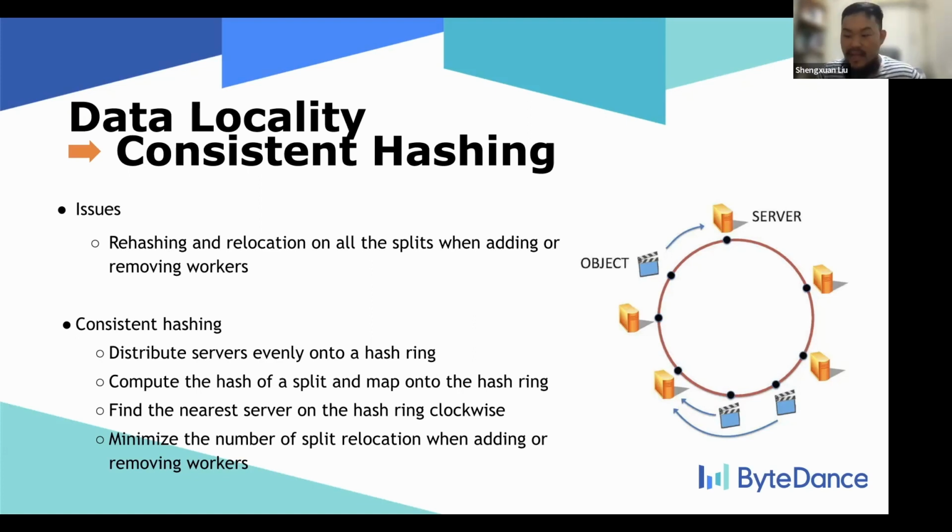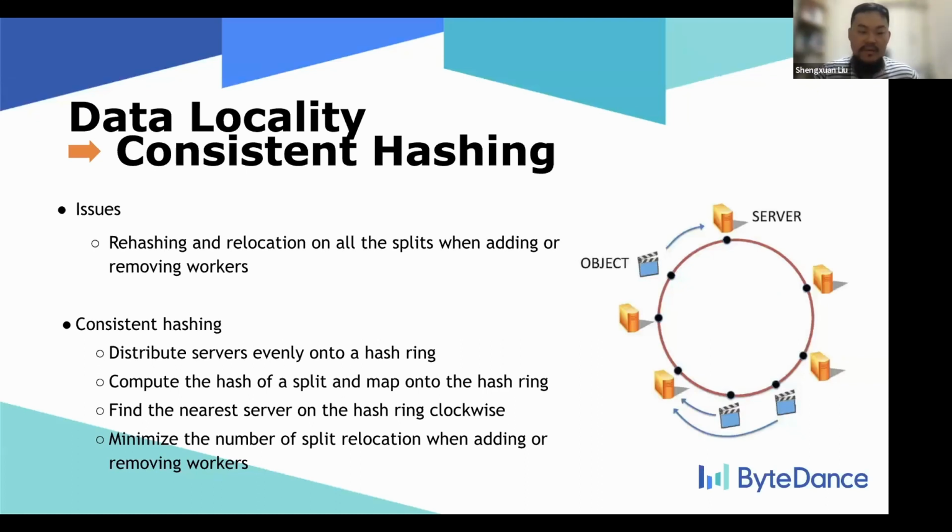But what if we have 4 workers? Number 5 needs to go to the second worker instead of the first one, right? And the same problem will also be there when we have 6 workers. So if we add or remove some workers, the assignment changes. In this case, we need to do the rehashing and relocation of all the splits when adding or removing workers. To resolve this issue, we introduced consistent hashing to find the preferred worker.